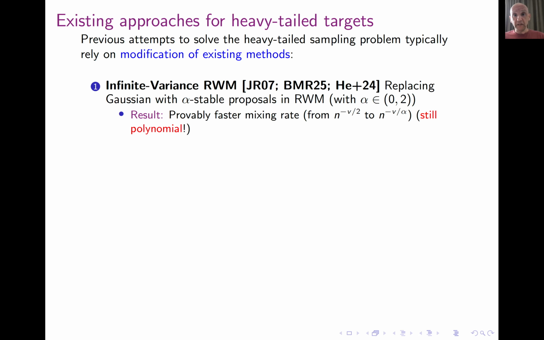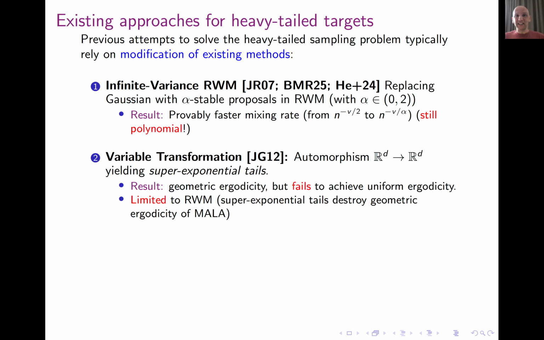People have noticed this, of course, and what have they done about it? In the literature, there have been several approaches. The first one was to modify random walk Metropolis, which uses a finite variance proposal like a Gaussian, to take an infinite variance proposal, so a proposal with an alpha-stable distribution. Then you can prove that the rate increases from n to the minus v over 2 to n to the minus v over alpha. If I take alpha smaller and smaller, I get a better and better rate. But nevertheless, no matter how small an alpha I take, I always get a polynomial rate. So this is still not satisfactory.